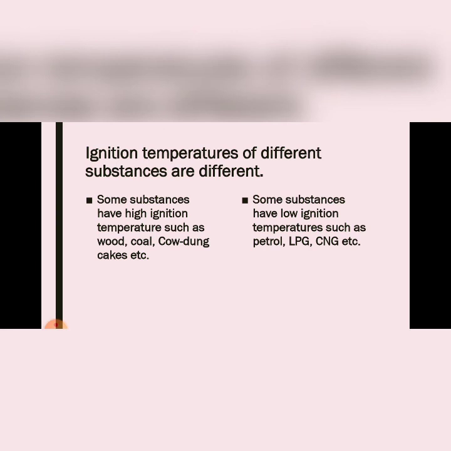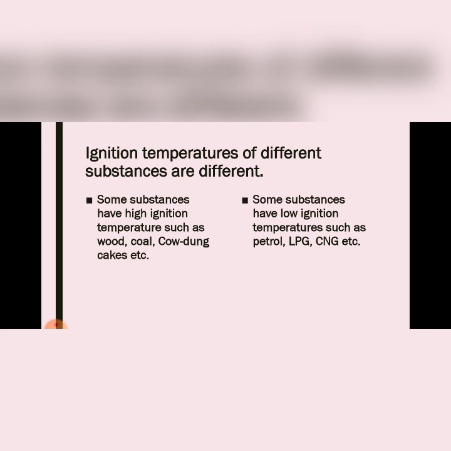Ignition temperatures of different substances are different. That's why it is told. Some substances have high ignition temperatures, such as wood, coal, cow dung cakes, etc. And some substances have low ignition temperatures, such as petrol, LPG, CNG, etc.